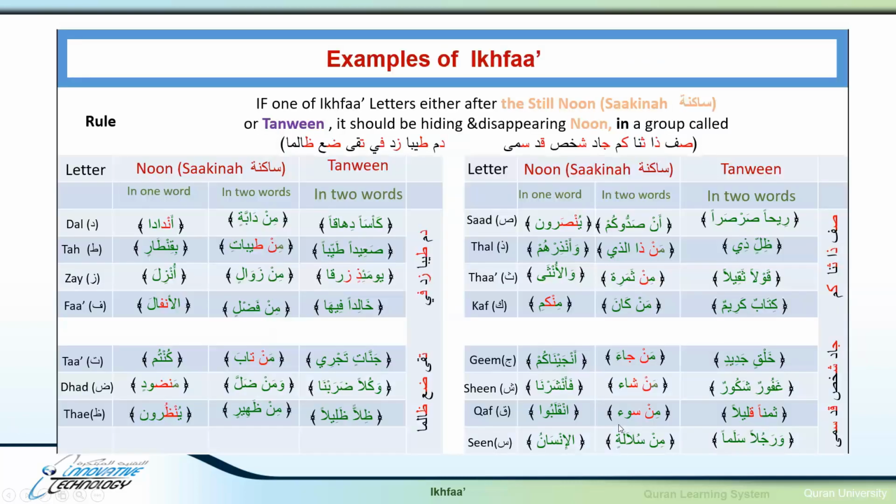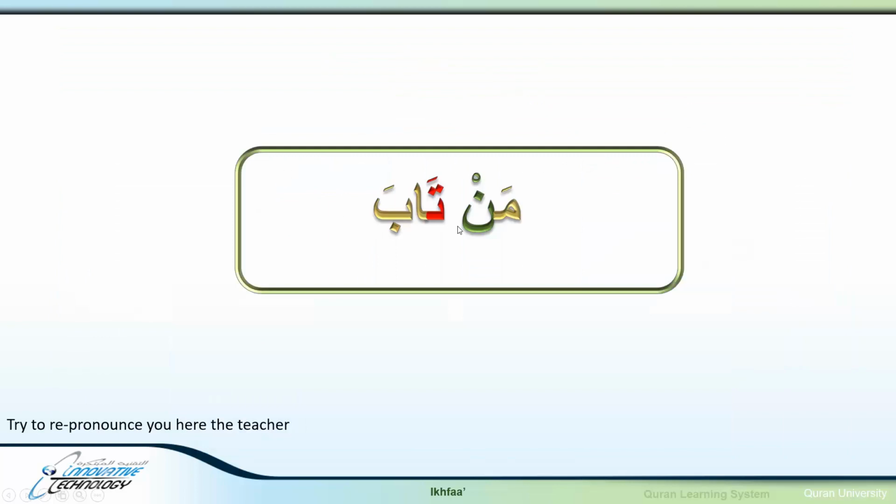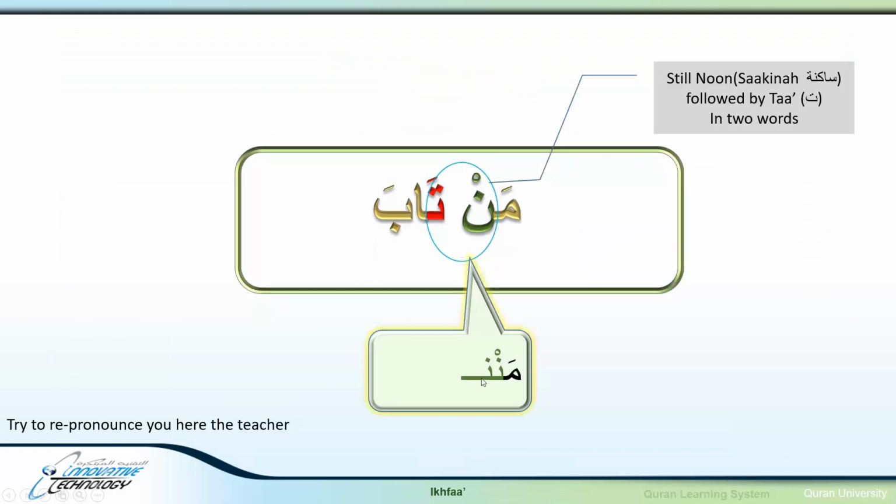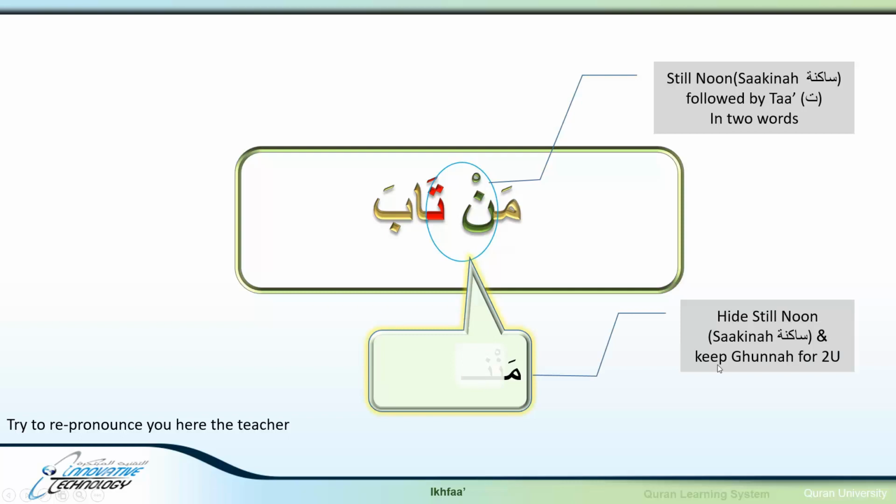Al-anfal. Next example, man tab. It's a ta following the nun in 2 words. So we have the nun sakina followed by a ta in 2 words. We'll hide the nun and we're going to keep the ghunna, and it will sound like this.